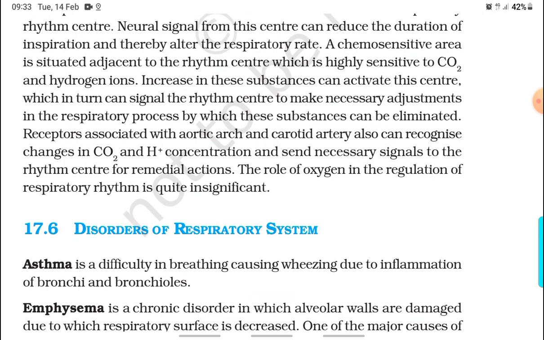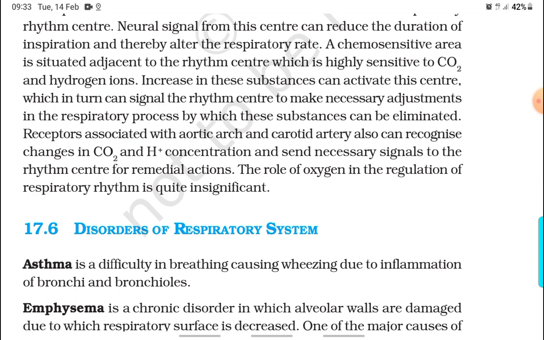A chemosensitive area is situated adjacent to the rhythm center, which is highly sensitive to carbon dioxide and hydrogen ions. Increase in these substances can activate this center, which in turn can signal the rhythm center to make necessary adjustments in respiratory processes by which these substances can be eliminated.